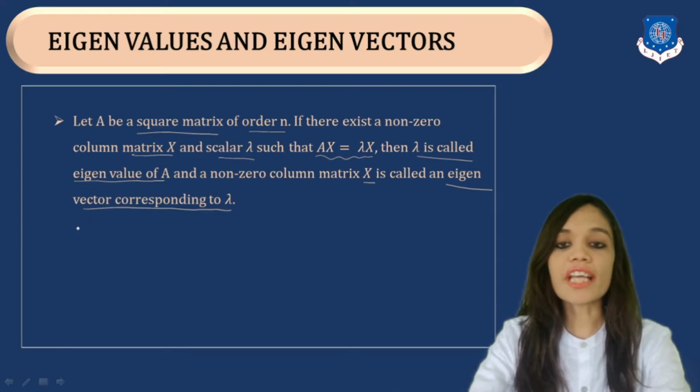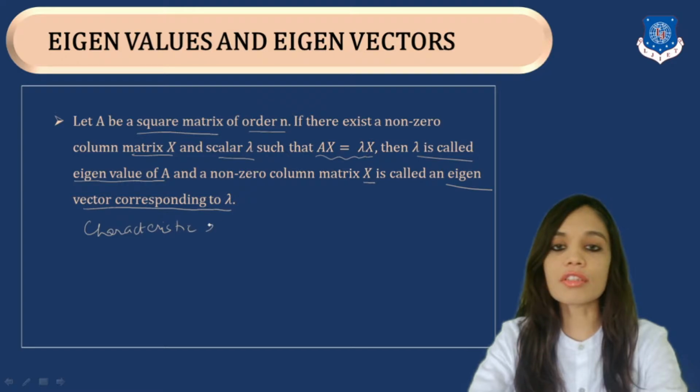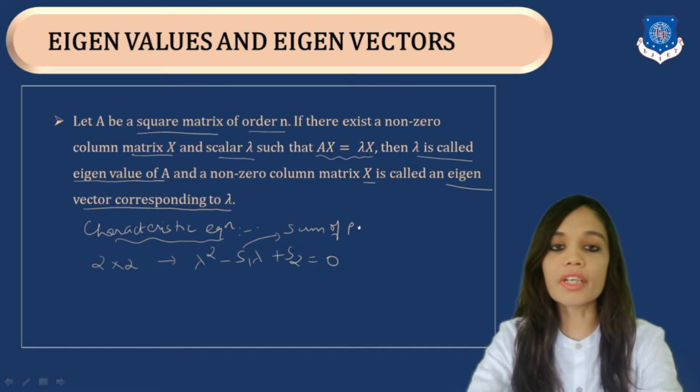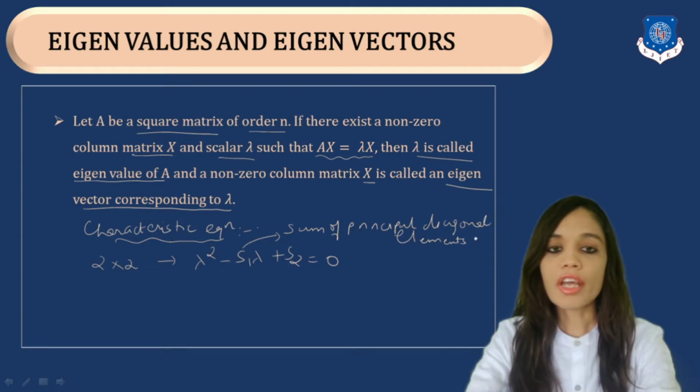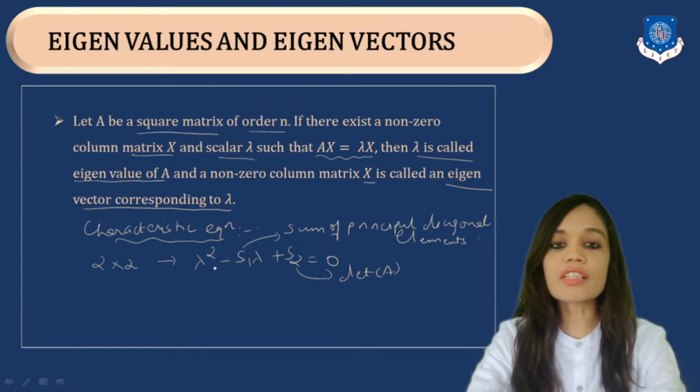Now we have studied characteristic equations, right, for 2 cross 2 and 3 cross 3 matrices. So the characteristic equation for a 2 cross 2 matrix is lambda square minus S1 lambda plus S2 equals 0, where S1 is the sum of principal diagonal elements, that means the trace of A. S2 is the determinant of A. So using this equation, we will find our eigenvalues.